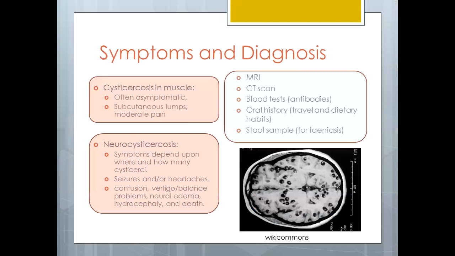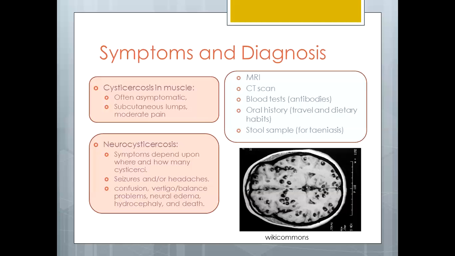Some of the symptoms: if you have cysticercosis in muscle, you can have anything from just small lumps or bumps under the skin, maybe a little bit of pain, but it's often asymptomatic. Neurocysticercosis, however, is much more severe. It ranges from having confusion, vertigo, edema, seizures, headaches, hydrocephaly, and even death.